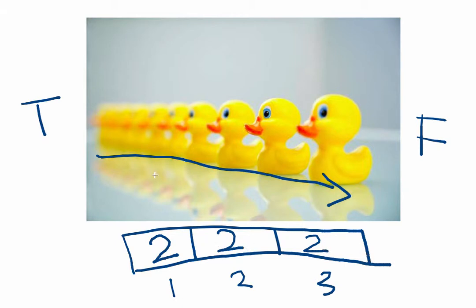Now once you have done this, what you got to do is you got to take the first number, multiply with the second number, and then multiply with the third number. 2 times 2 is 4. 4 times 2 is 8. And we get 8 ways.